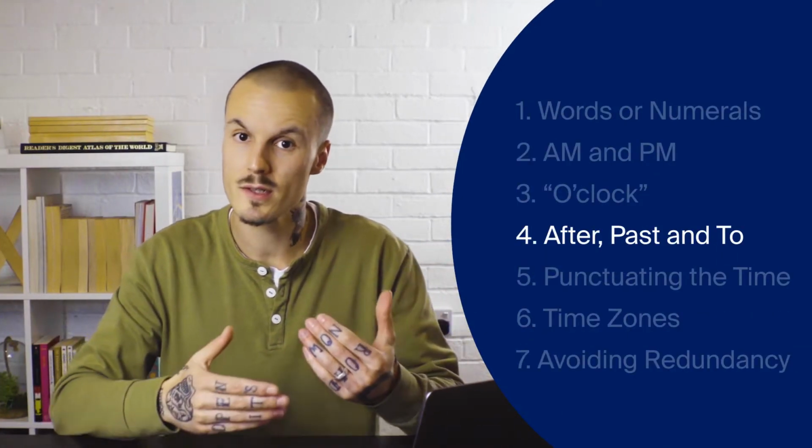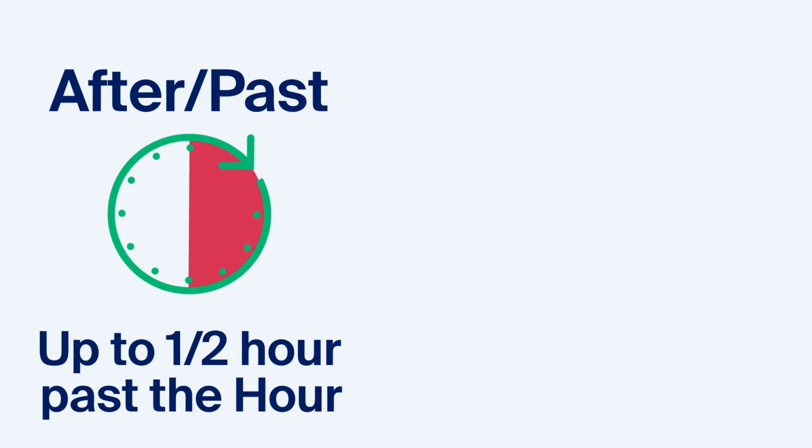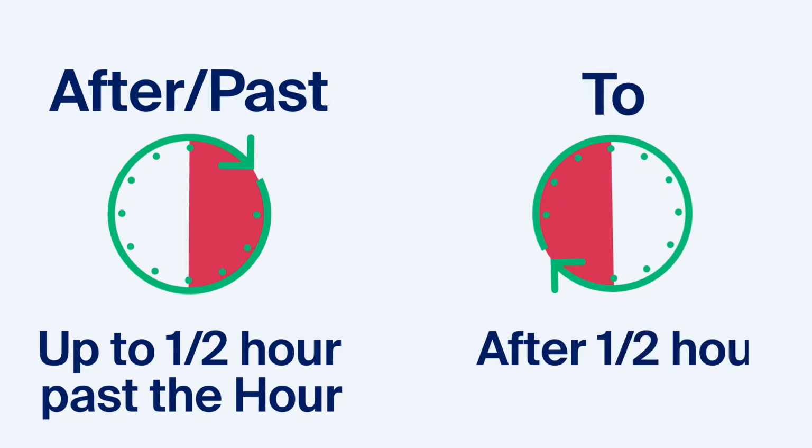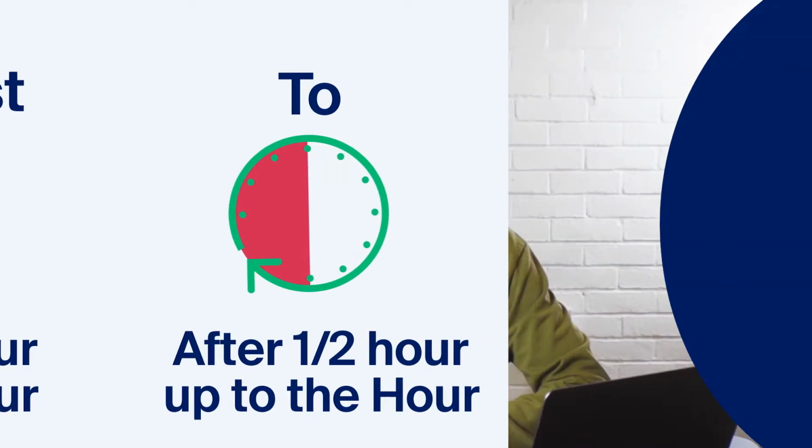After, past, and to. You can combine these words with half and quarter depending on the time you're trying to communicate. You can use after or past for intervals up to half an hour past the hour. Use to for any interval after half an hour up to the hour. Use half past to indicate 30 minutes past the hour. Use quarter past or quarter after for 15 minutes after the hour. Use quarter to for 15 minutes up to the hour.